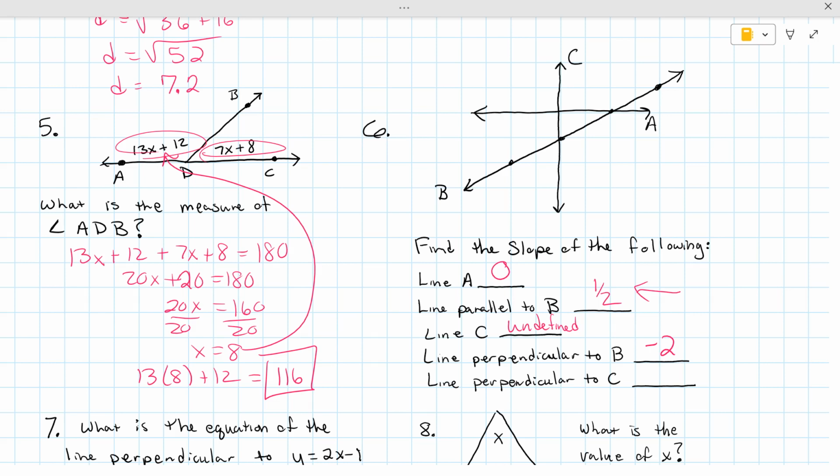Perpendicular to C. Well, C is vertical. What's perpendicular to vertical? Horizontal. What's the slope of a horizontal line? 0. Okay.